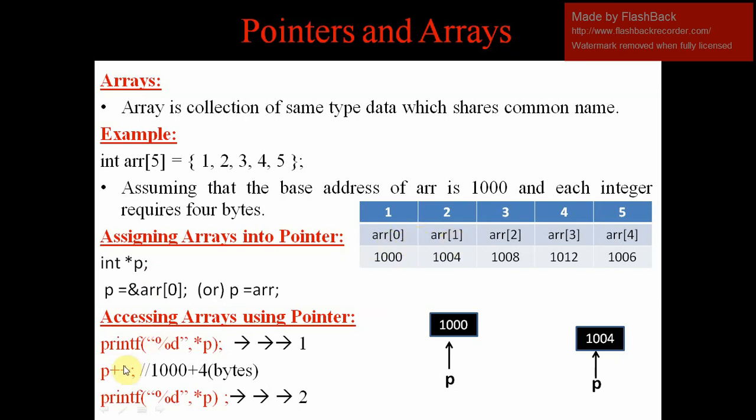We can increase simply by 1. If we are increasing the value by 1, it will go to the next position. If you're increasing the value by 2, it will go one more position. But there is no need to use the asterisk. We are using it without the asterisk. That means we are accessing the memory, then we are increasing by 4 bytes and so on. We'll see the example.